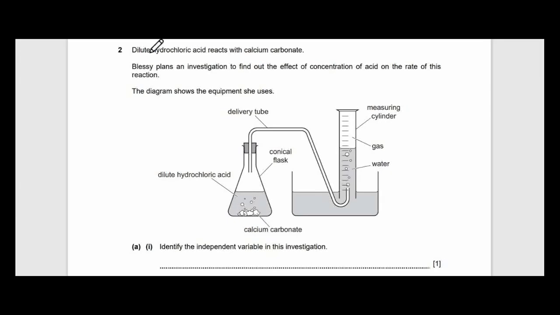Question 2. Dilute hydrochloric acid reacts with calcium carbonate. Desi plans an investigation to find out the effect of concentration of acid on the rate of this reaction. The diagram shows the equipment she uses: dilute hydrochloric acid, calcium carbonate, a conical flask, a delivery tube, and a measuring cylinder filled with water, and then there's a gas produced. Question A, part 1: identify the independent variable in this investigation. 10 seconds.